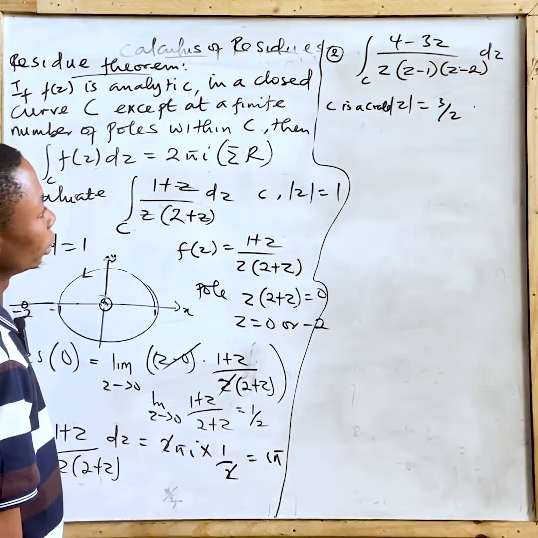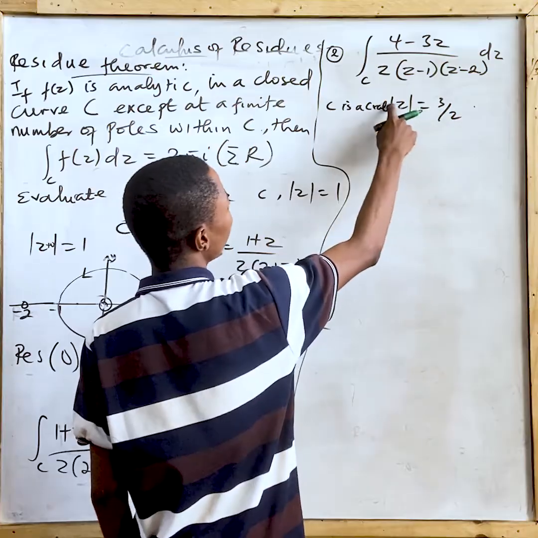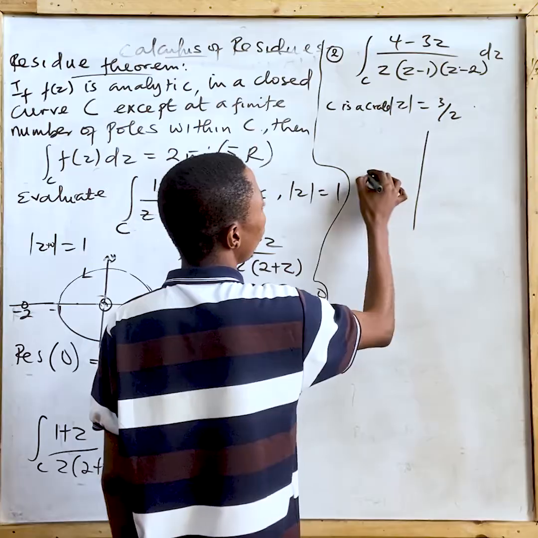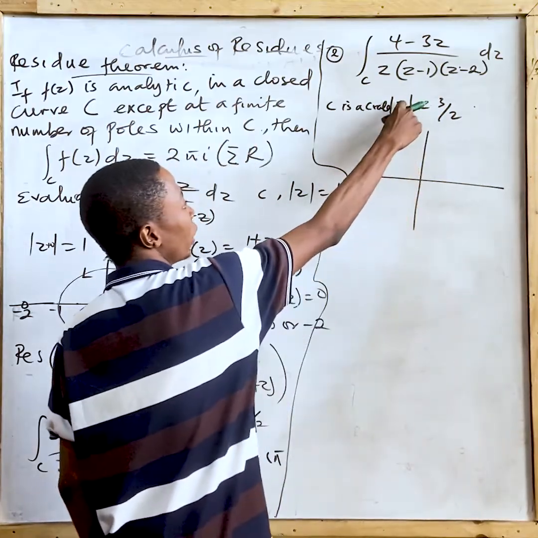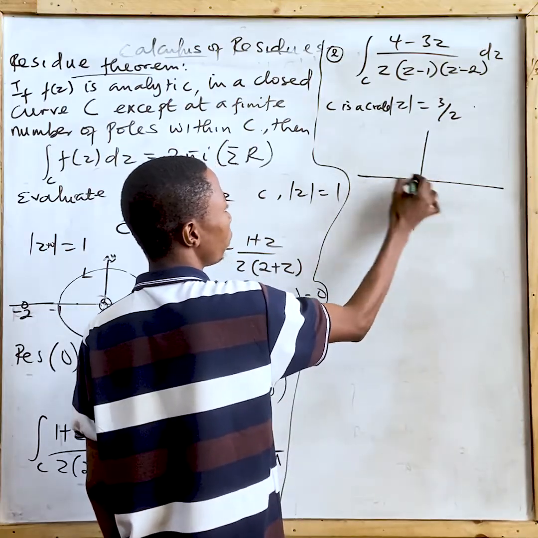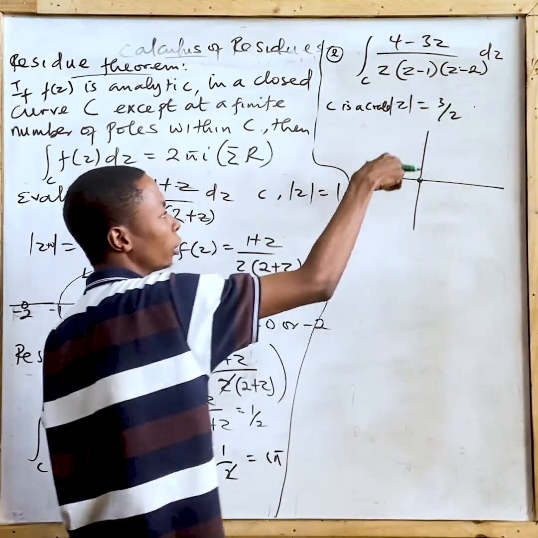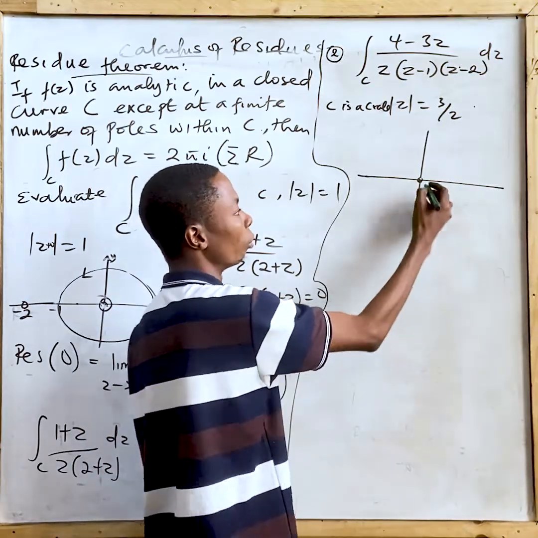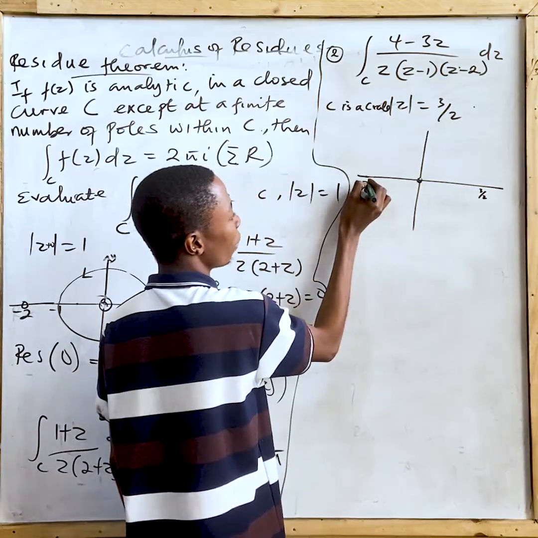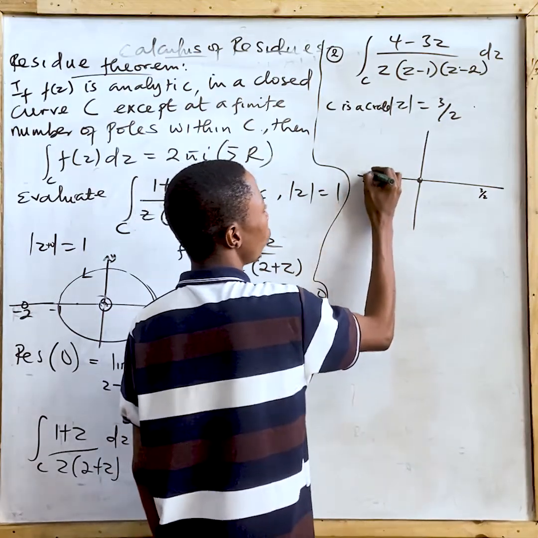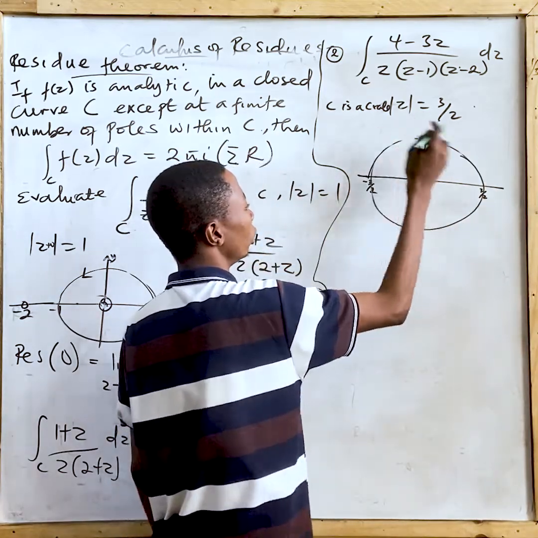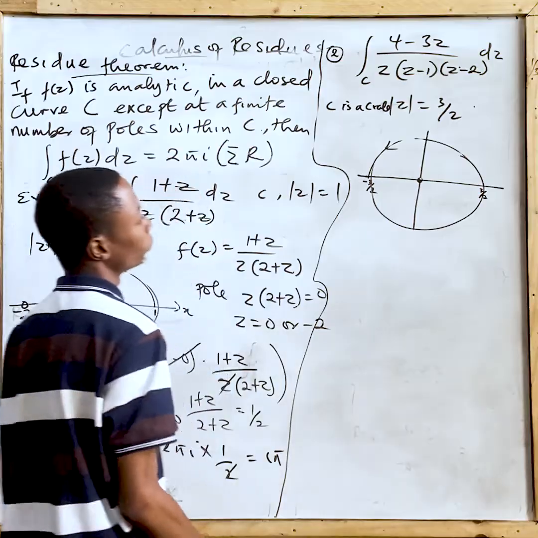So Z, we start from here. What is the meaning of absolute value of Z equals 3 over 2? It means that our contour is a circle centered at 0. So if it's centered at 0, this part will be the center. Radius 3 over 2, that's 1.5. So let's say this is 1.5, 3 over 2. And the other end, we are going to have minus 1.5, minus 3 over 2. So my contour will pass through 3 over 2 and minus 3 over 2 in this direction.